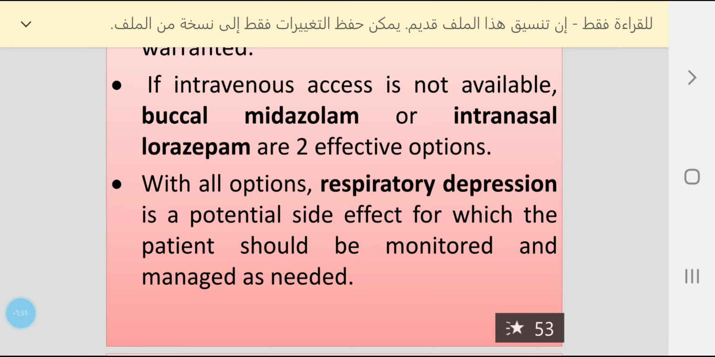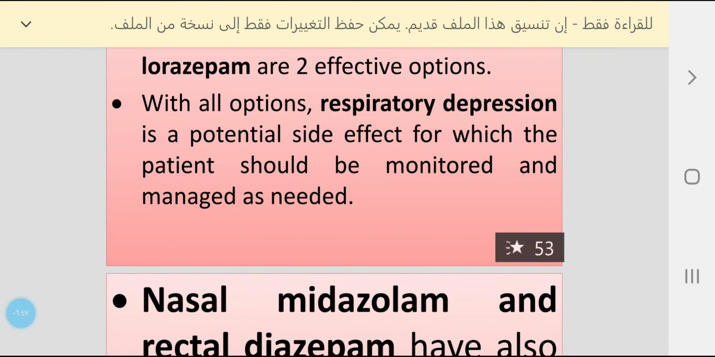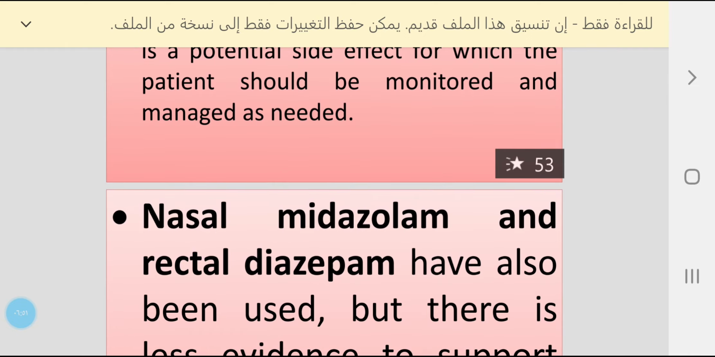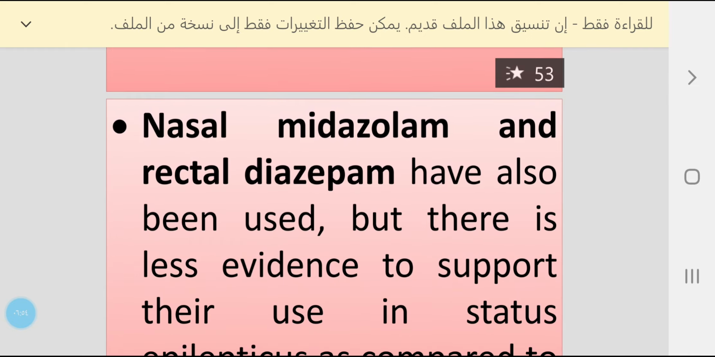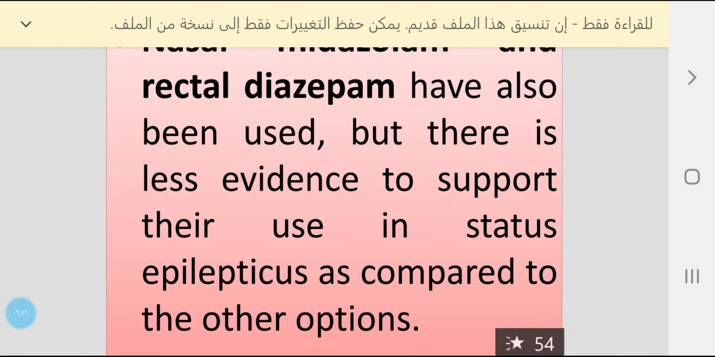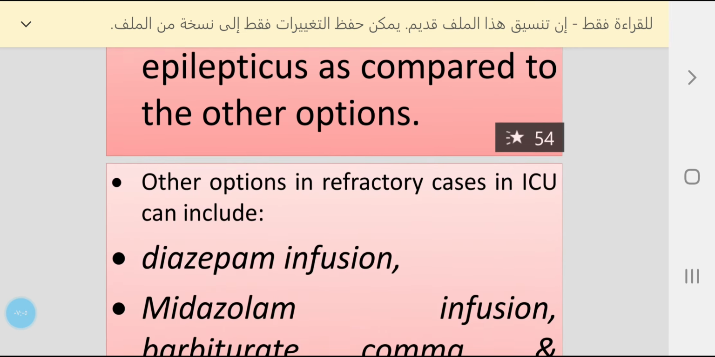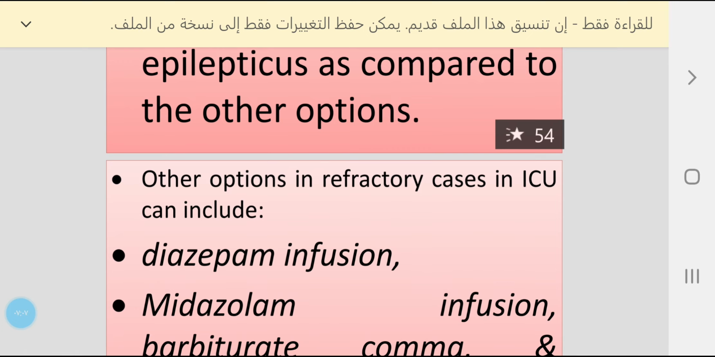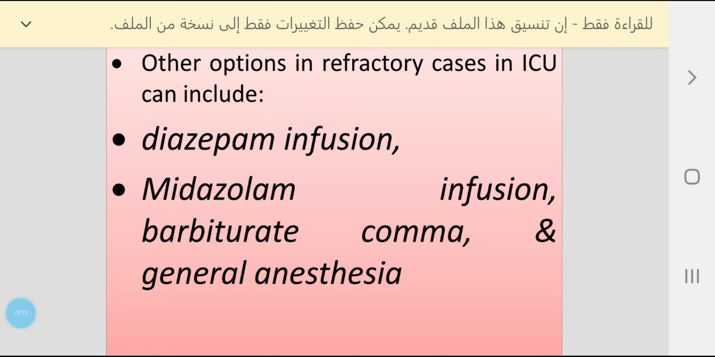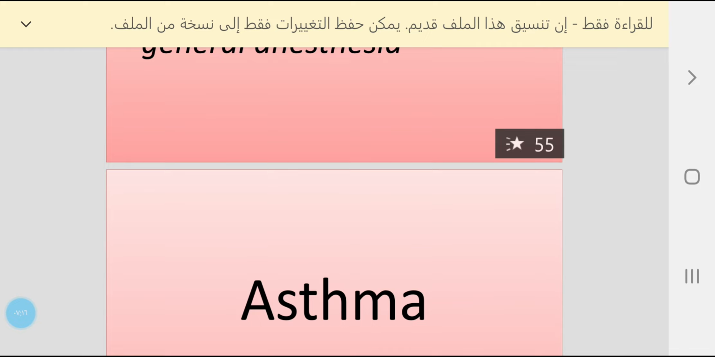With all options, respiratory depression is a potential side effect for which the patient should be monitored and managed as needed. Nasal midazolam and rectal diazepam have also been used, but there is less evidence to support their use in status epilepticus as compared to the other options. Other options in refractory cases in ICU can include diazepam infusion, midazolam infusion, barbiturate coma, and general anesthesia.